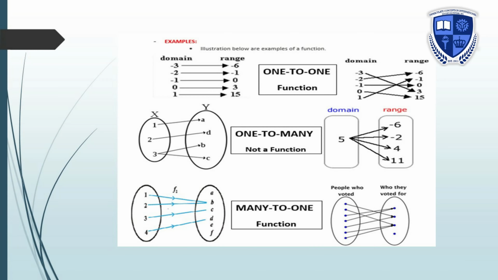So kung mapapansin nyo class, yung ating one-to-one example ay nakapair lang po siya sa isang range. Kaya masasabi po natin itong first mapping diagram po ay function, dahil si x po ay loyal lang kay y. Next, for one-to-many. Mapapansin nyo po na ang ilan sa pair ng x ay hindi po loyal kay y.